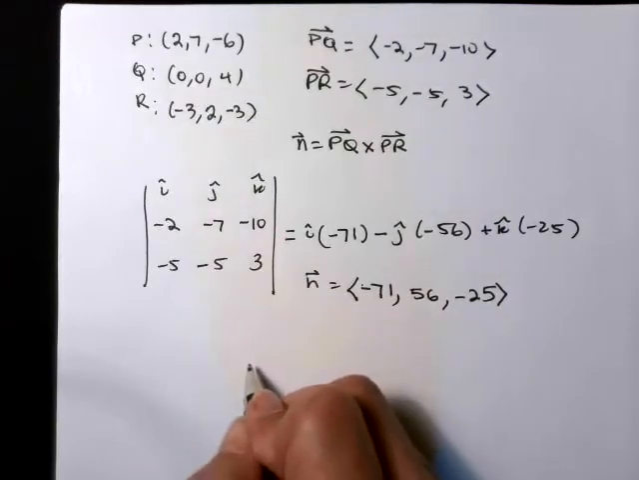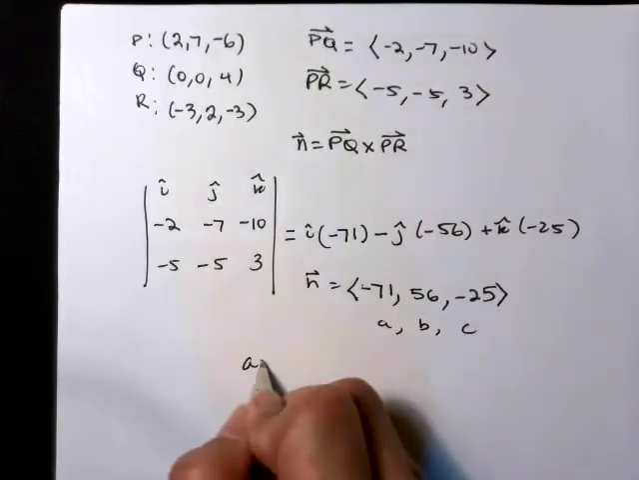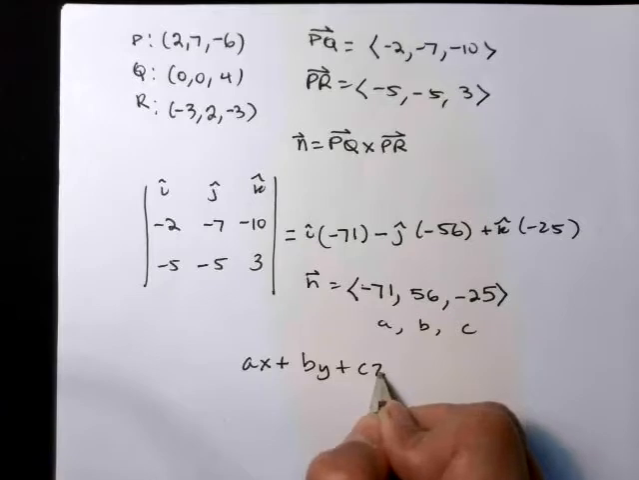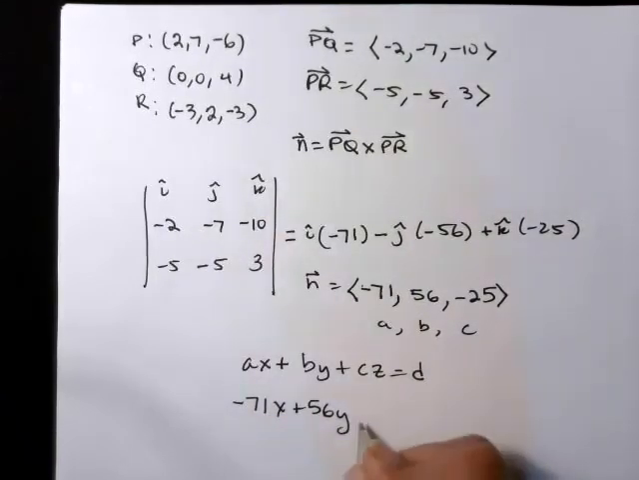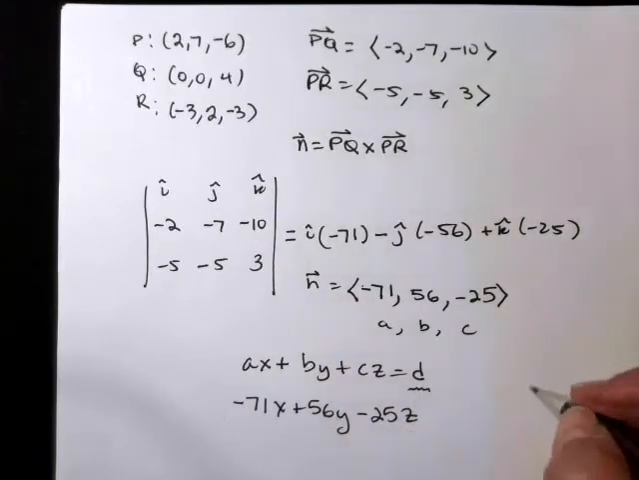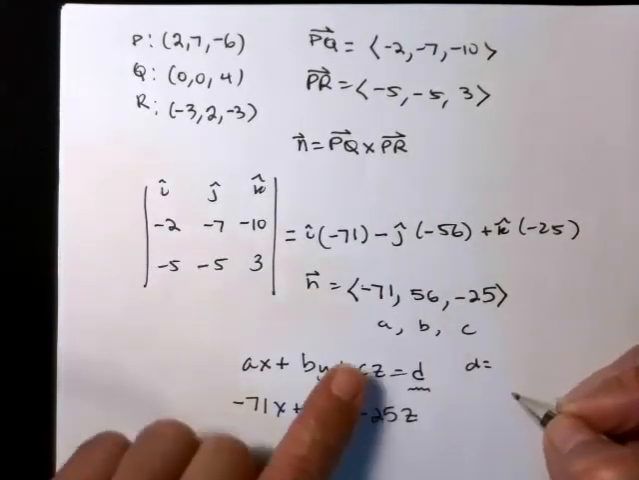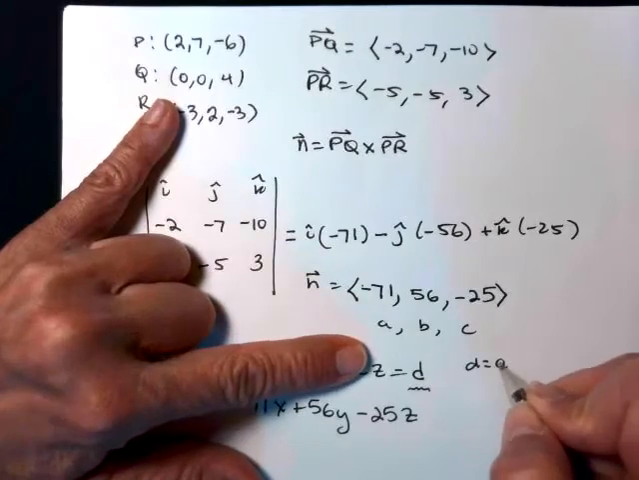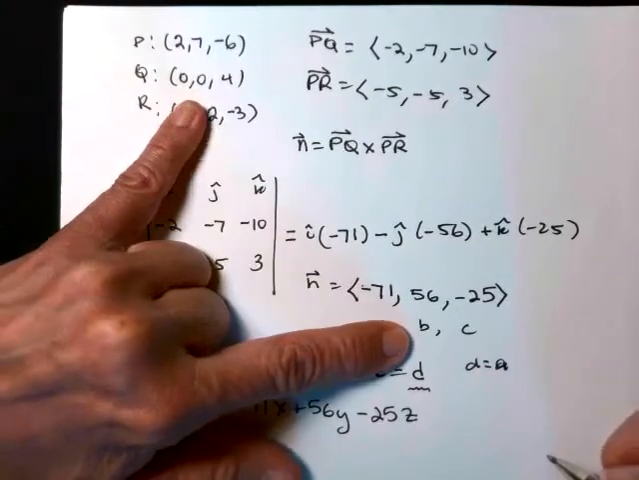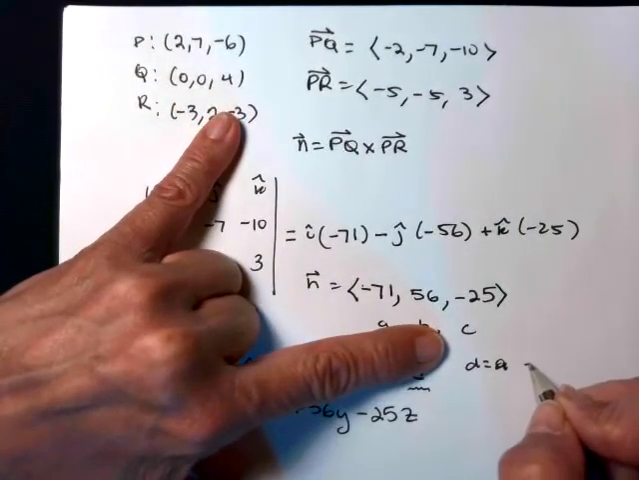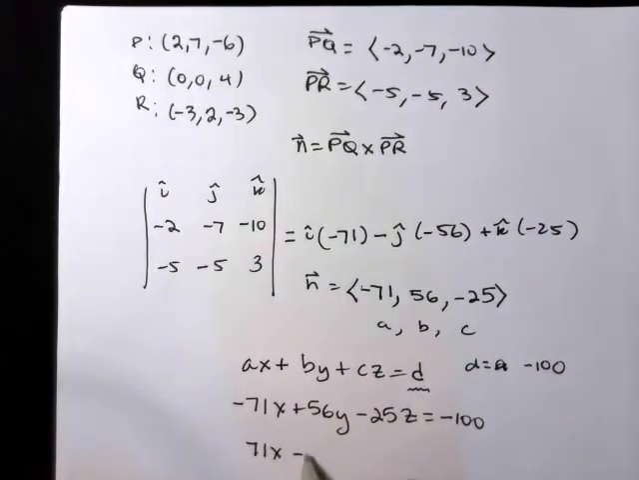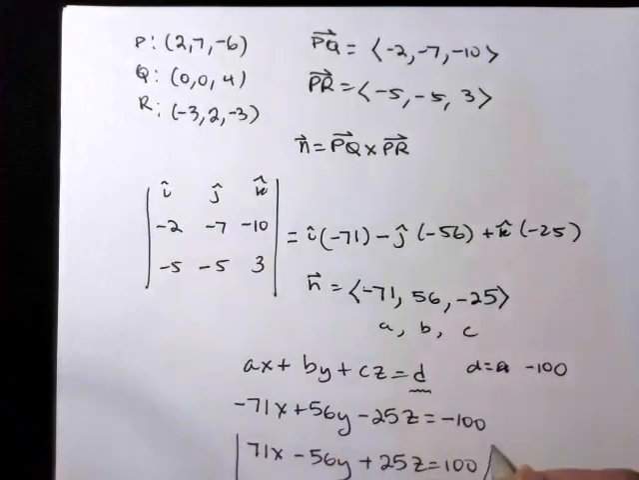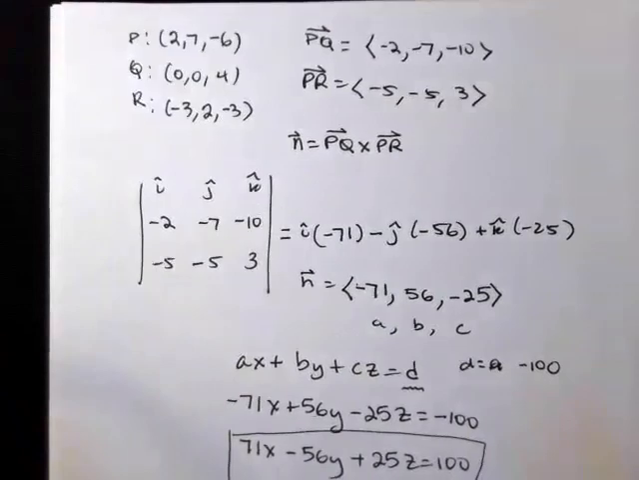So the way we do our vector then, these are A, B, and C. The way we do our plane, Ax plus By plus Cz equals D. Here are my A, B, and C, so negative 71x plus 56y minus 25z, and then D is equal to A times your point. So I have negative 71 times 0 plus 56 times 0 plus negative 25 times 4. So D is going to be equal to negative 100. I'm going to make that look nicer. Those negative signs are bothering me because there are so many. If I multiply both sides by negative 1, I can make this look a little bit neater. Okay, so that's how you can find the equation of the plane if you have 3 points.